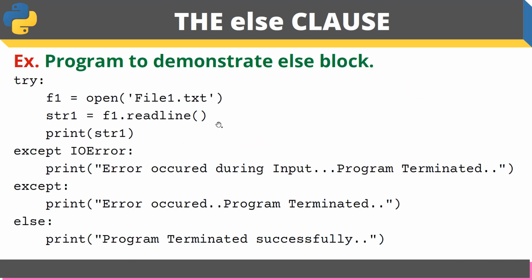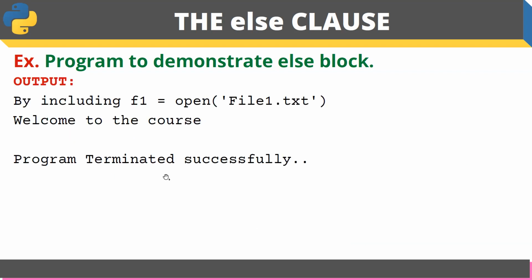This is the program to demonstrate the else block. Try: f1 equal to open file.txt, and we have not mentioned the mode here. str1 equal to f1 dot readline, print str1. Except IOError, except, print error occurred, program terminated. Else, print program terminated successfully. When we execute it by including f1 equal to open file1.txt, it will simply display welcome to the course, program terminated successfully. So no exception was found, and after that the else clause is executed: the program terminated successfully.